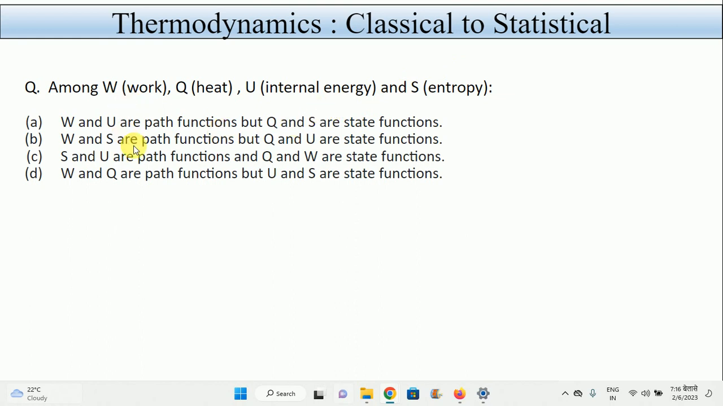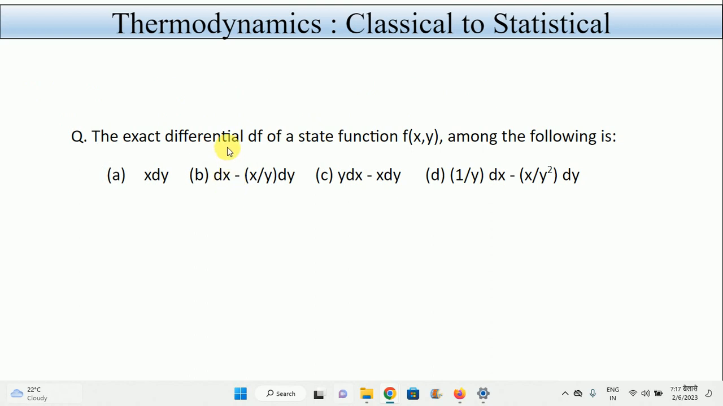That's what was taught in class also. So here W and Q are path functions, but U and S are state functions. Option D is correct for this question. Then the next question: the exact differential df of a state function f(x, y) among the following is x dy, dx minus x by y dy, y dx minus x dy, 1 by y dx minus x by y square dy. So how do we calculate this exact differential?